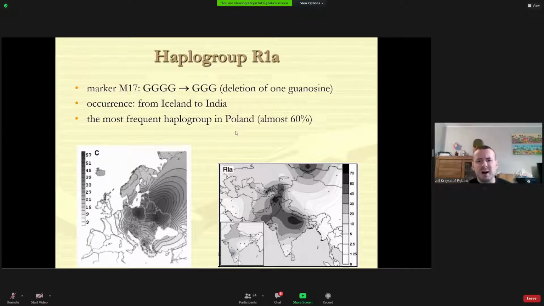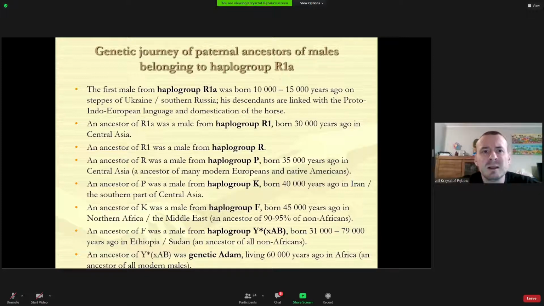And this haplogroup is found at high frequency over a vast territory ranging from Iceland to India, okay? So it's found at high frequency in Eastern Europe, also in Northern Europe, also in Central Asia, and also in the northern part of the Indian Peninsula. Actually, it's the most frequent haplogroup in Poland. I told you it's almost 60% of males in Poland belong to this haplogroup R1a.